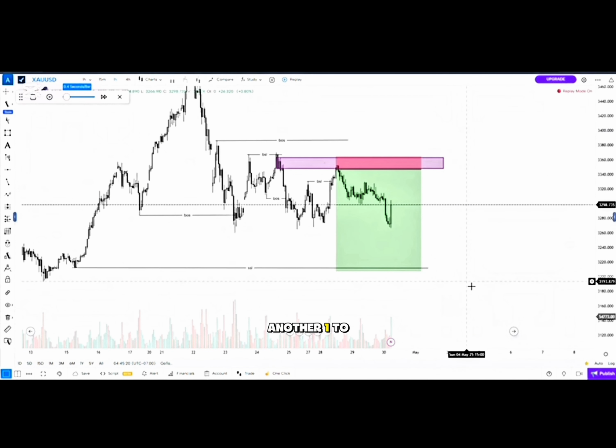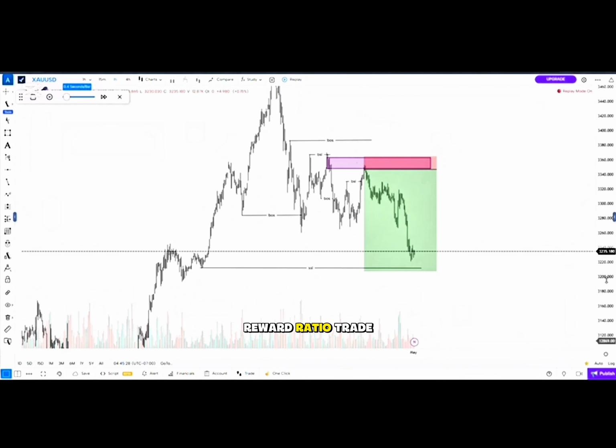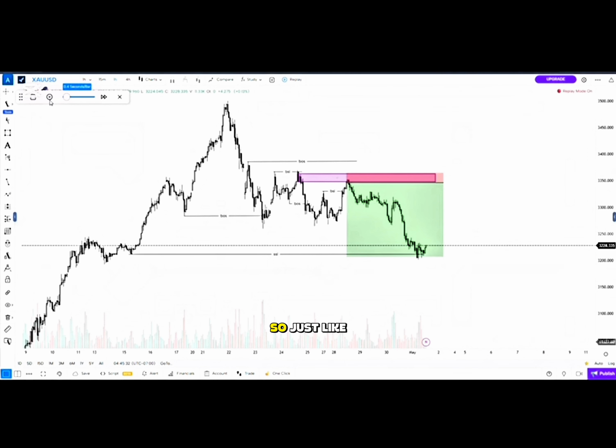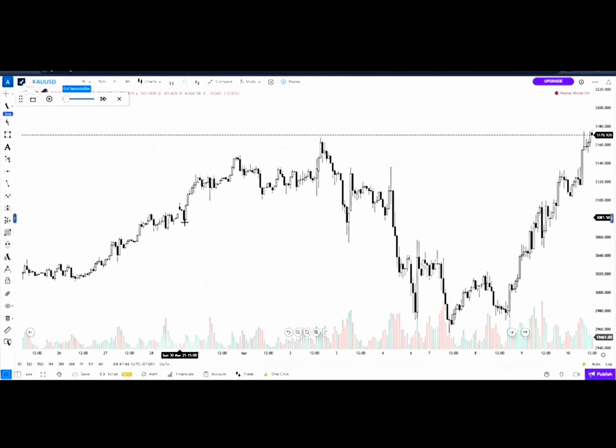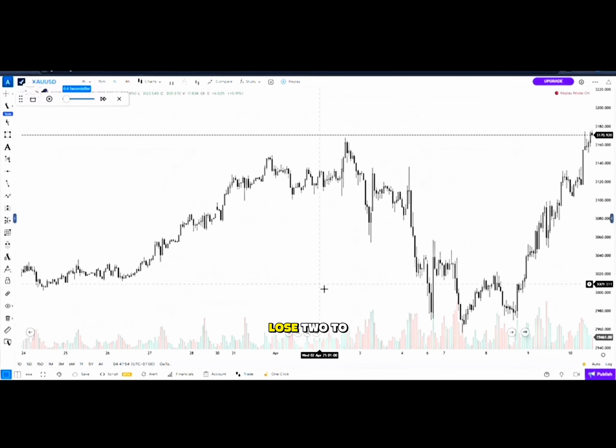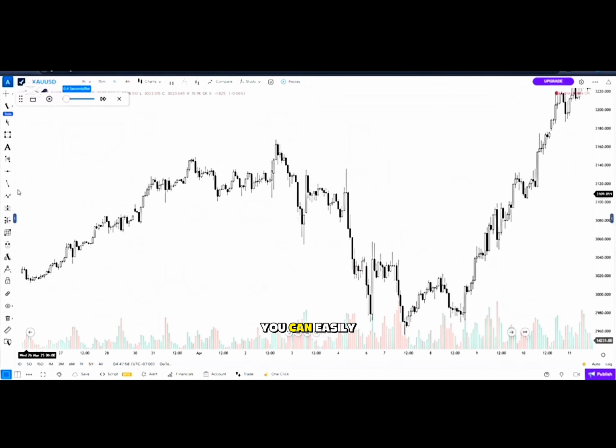So this is another 1-to-8 risk-to-reward ratio trade setup. So just like that, on a risk of only 1%, we would have made 8% on our account. So this is how managing your risk can make you profitable. Even if you lose 2 to 3 trades, you can easily recover with another trade.